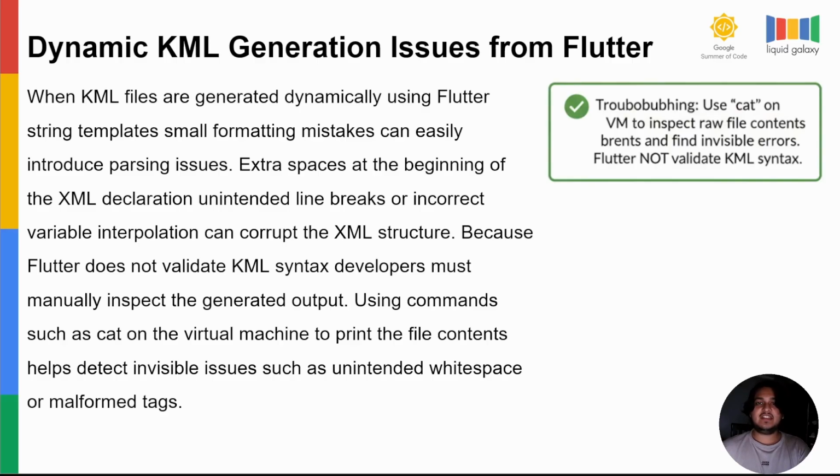A very effective debugging technique in this situation is to directly inspect the generated file on the virtual machine. By using commands such as cat on the virtual machine, we can print the raw file contents exactly as Google Earth sees them. This allows us to detect invisible issues such as unintended white space and extra new lines before the XML declaration.